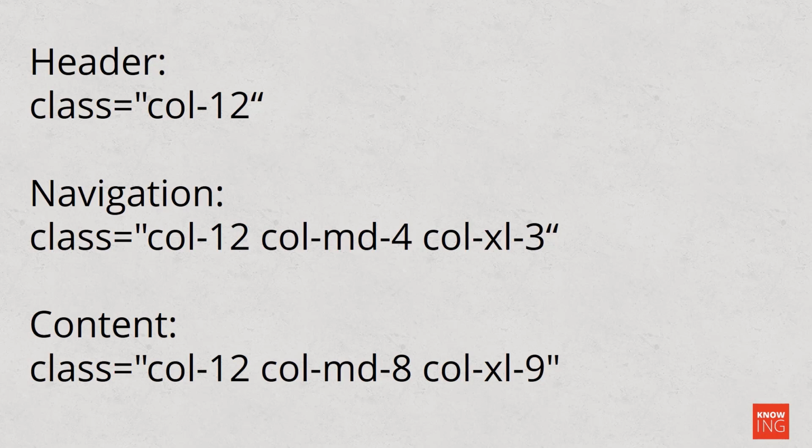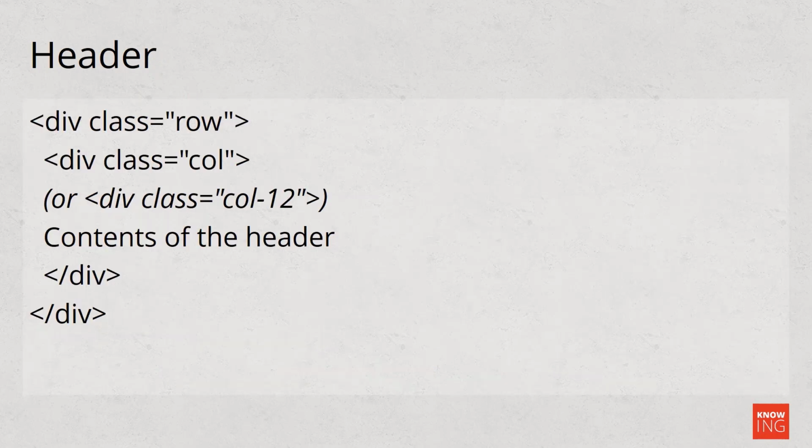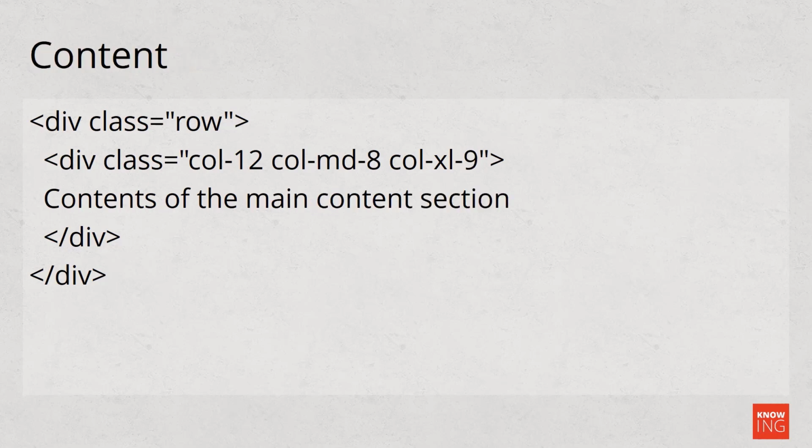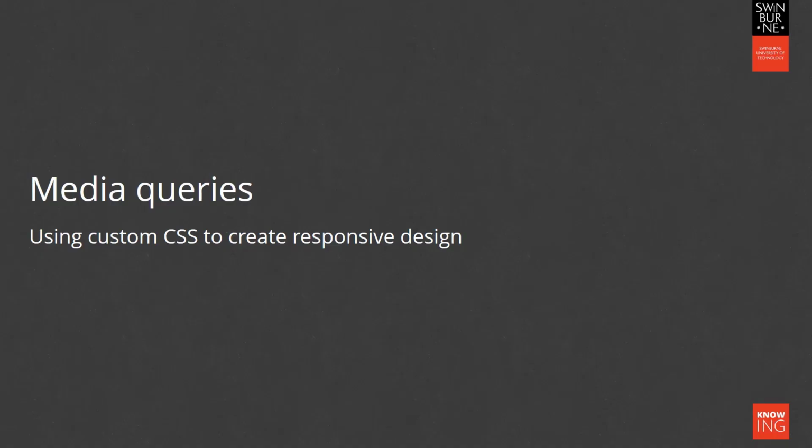So how would it look in the code itself? You've got your div class row, div class col, contents of the header, and end div. For the navigation, you'd have div class row, div class col-12, col-md-4, col-xl-3, your contents of the navigation, end div, end div. For the content, you would have the class row for the first div, then div class col-12, col-md-8, col-xl-9, contents of the main section, end div, end div. And that takes care of Bootstrap.